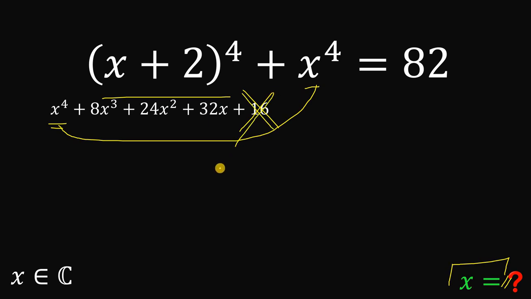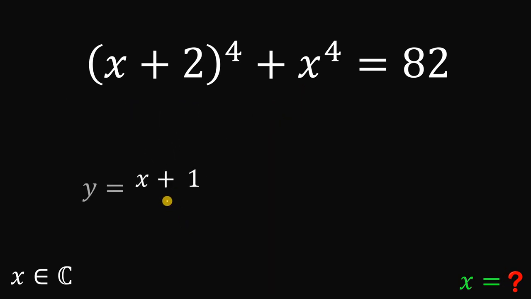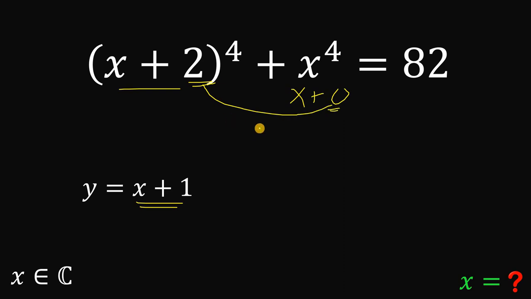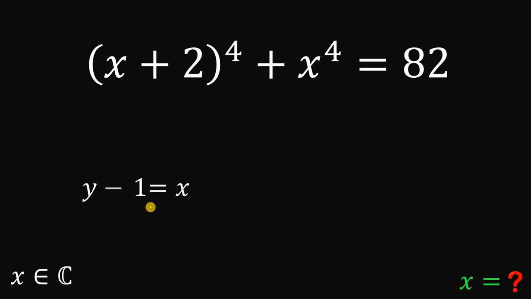Alright, so instead, what we're going to do is let y equal x + 1. Now, y is x + 1 because we have here x + 2, and we can see this x as x + 0, and the middle of 2 and 0 must be equal to 1. So we can replace x + 1 with y. If we solve for x, x must be equal to y - 1. So we can replace all x with y - 1.